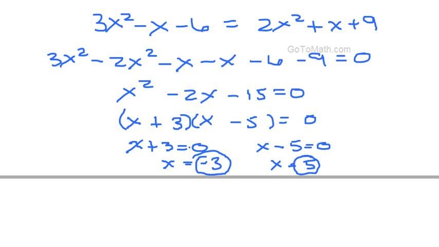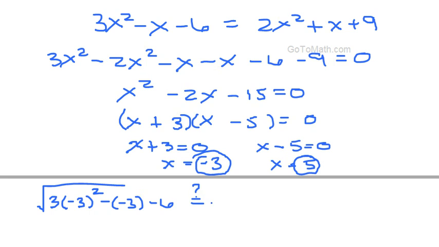And now what we'll need to do is plug them in and find out. So let's start with negative 3. I think I got enough room right down here. So we got 3 times negative 3 squared. We're just going to plug it in instead of rewriting the whole thing over again. Negative 3 minus 6, and of course this could possibly be equal to, that's in question. Sometimes that's what we do. And then we'll plug it in over here on the right. So we have 2 times negative 3 squared plus negative 3 and then plus 9.